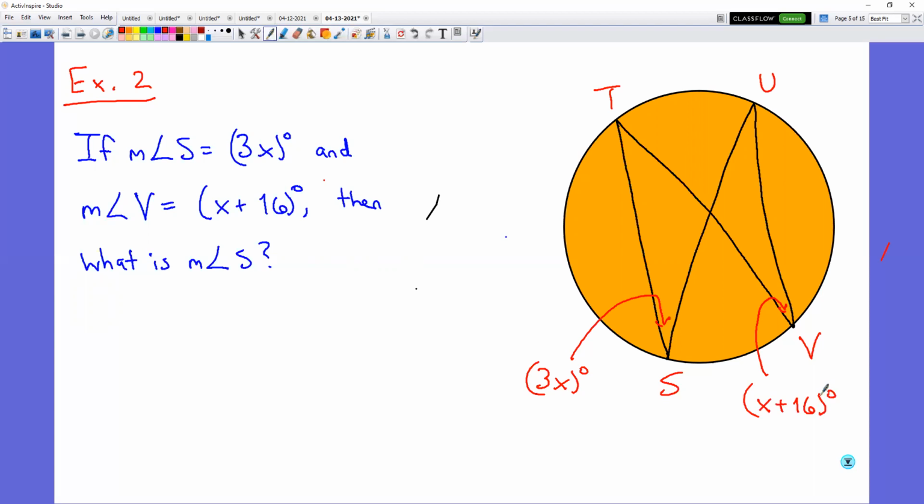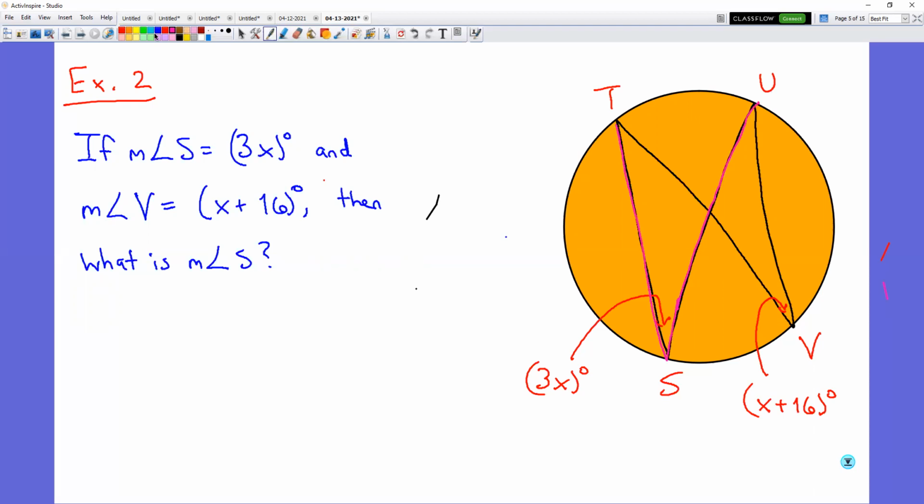Once again, we have two angles given to us, but I need you to see something here. What you may see at this point is this angle here. So I'm going to highlight angle S. Here's all of angle S.